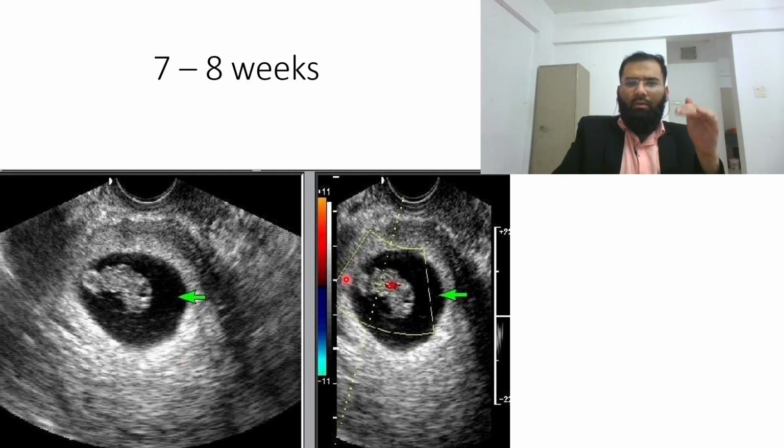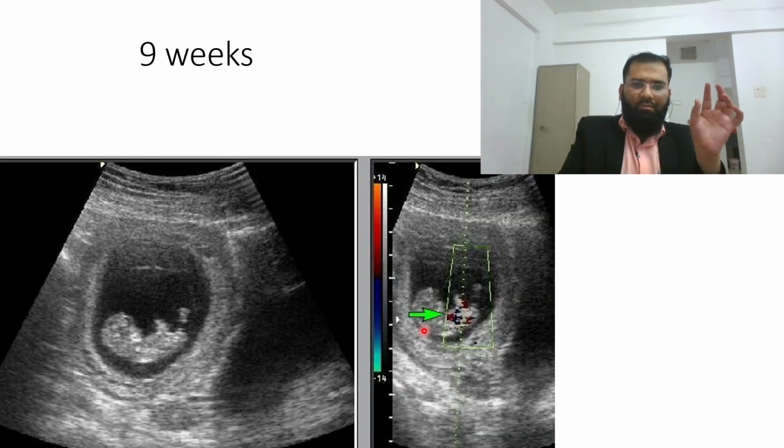Now here, after you cross a certain age, like you cross 7 weeks, you can apply a bit of Doppler. That should not be applied for more time, and you should maintain a low thermal and low mechanical index, and you are able to see cardiac activity within the fetus on color. Again here we are able to see this is the fetal pole. We are nicely able to see.